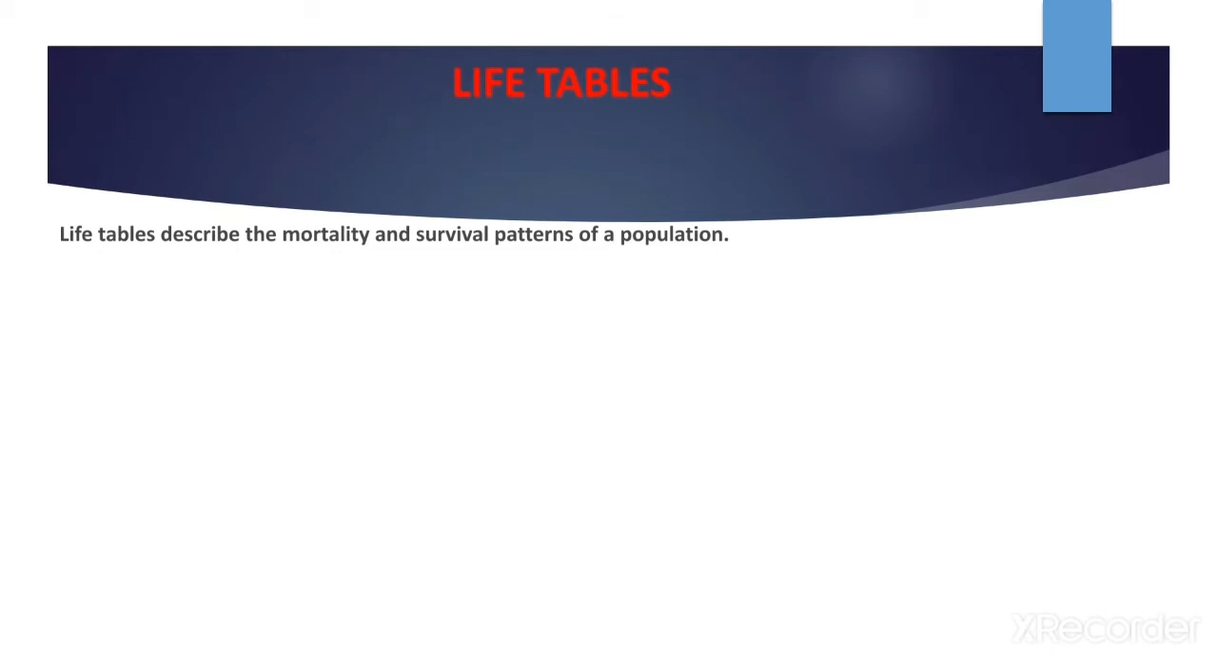See, life tables describe the mortality and survival patterns of a population. A life table is also referred to as a mortality table. So, what do we mean by this? We will be considering a table which describes the mortality and survival pattern of a population. Also, a life table gives the life history of a cohort. It tells how the individuals in the cohort gradually decrease in number and vanish.